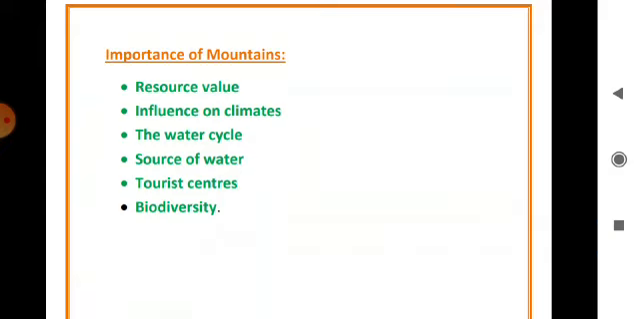Importance of mountains. Mountains are rich in mineral and metal deposits which are essential for industries, and mountains also affect the climate of an area. For example, the Himalayas cause rainfall in India by blocking the southwest monsoon winds. The mountains are a storehouse of water. Many rivers originate in the glaciers in the mountains.